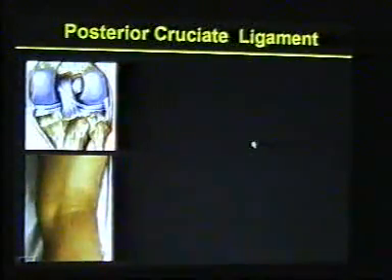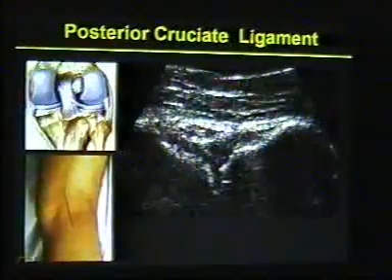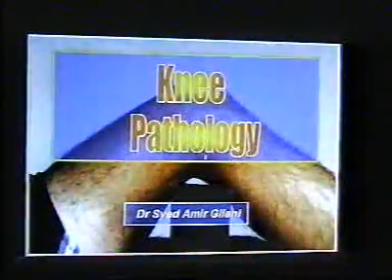For posterior cruciate ligament, we place our probe in this direction obliquely. We have to scan this structure. We get this type of view for posterior cruciate ligament. Then we come to knee pathologies.